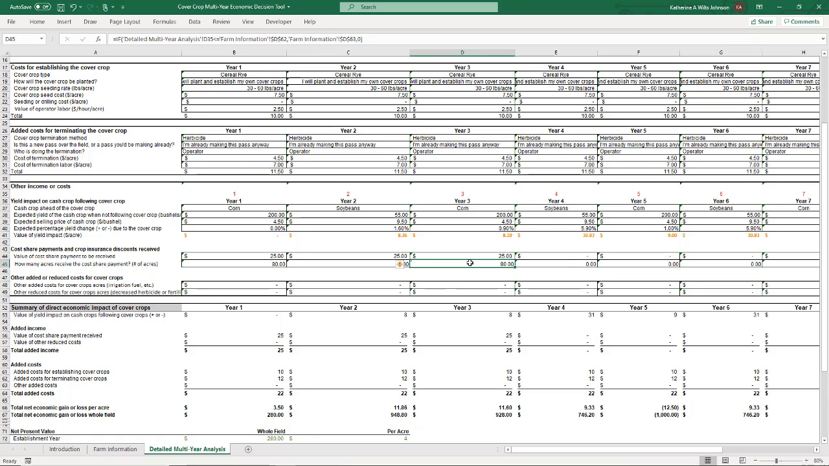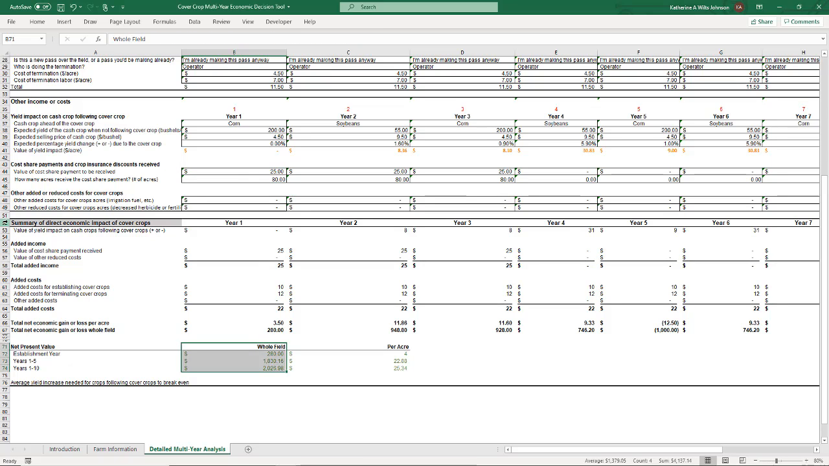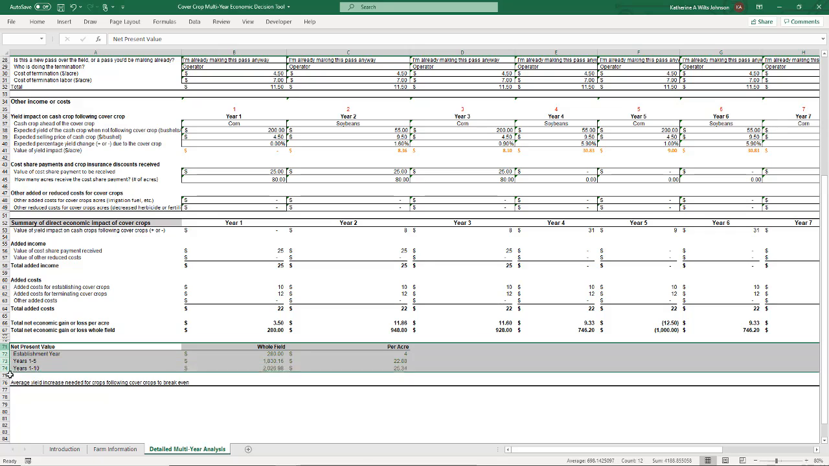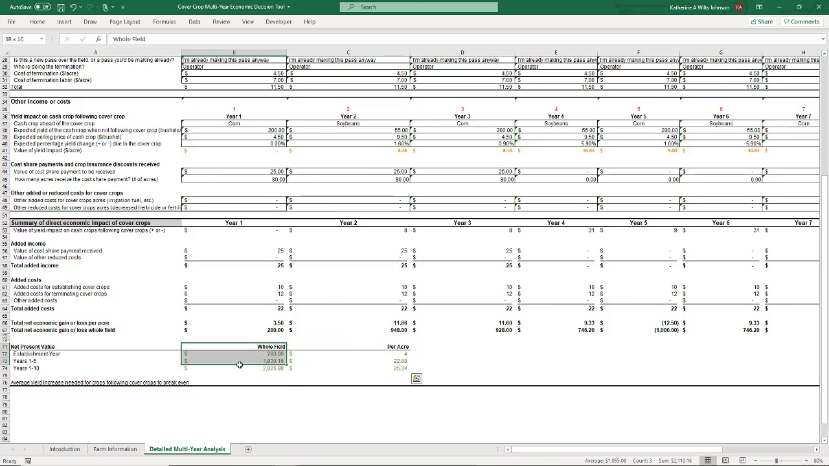So this is really where we can see that long-term analysis beginning to work. Had we indicated 5 years of cost share, this cost share payment would have been spread further into year five. Had we indicated only 1 year of cost share payment, it would have been given for just 1 year. The very bottom of the spreadsheet here has our overall cost analysis, again calculating out the net present values of the investment of cover crops. This analysis is calculated both on a per acre and a whole field level.